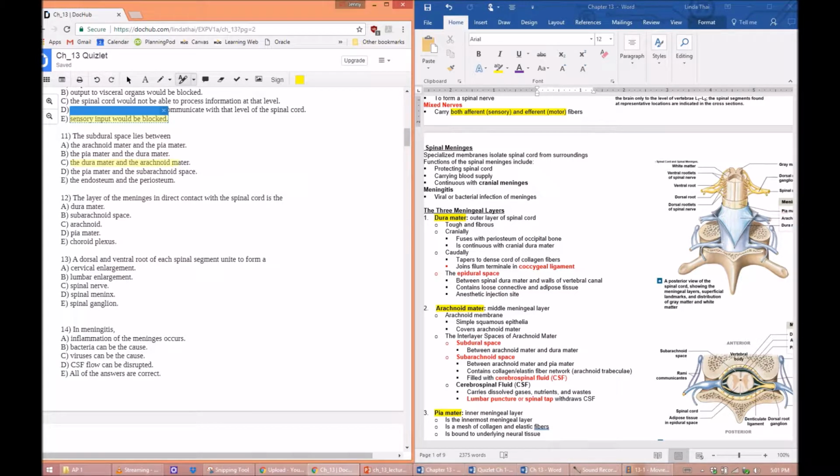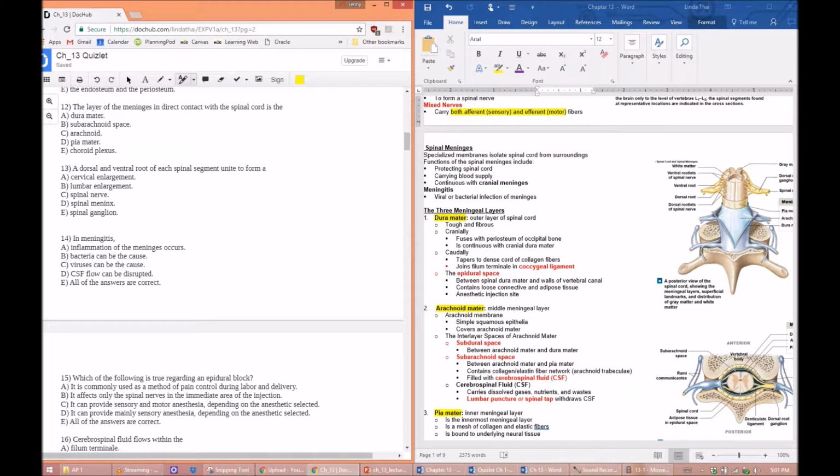The subdural space lies between, sub means under, the dura mater, so it's going to be between the dura mater and the arachnoid. Number 12, the layer of meninges in direct contact with the spinal cord. So that's going to be the innermost layer, which is the pia mater. A dorsal and ventral root of each spinal segment unite to form a, going to be spinal nerve.